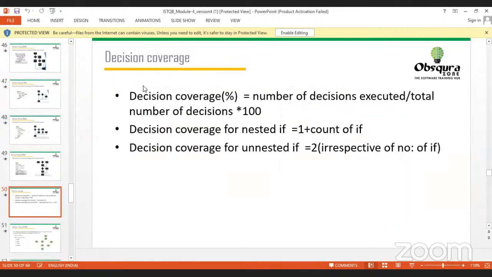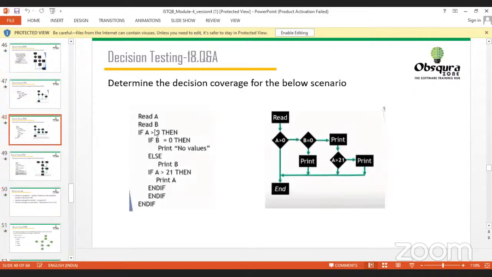So here also we have a shortcut for this. That is for nested if and unnested if cases. Coverage is number of decisions executed by total number of decisions into 100. Now decision coverage for the nested if case, we will see 1. That is equal to 1 plus count of if. There it was else. Now here it is if. So this is a nested if case. So 1 plus count of if.